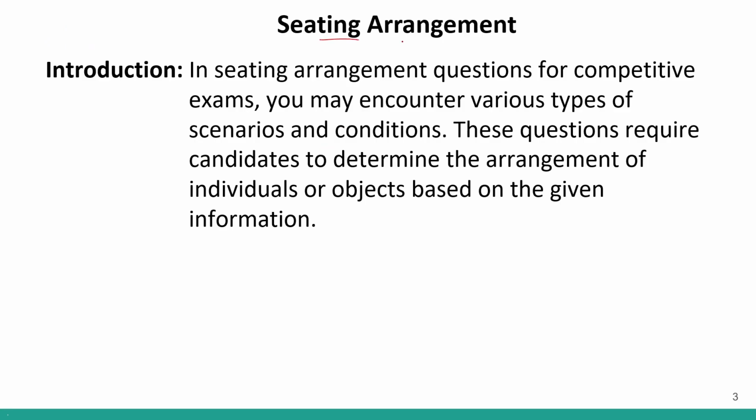As the name suggests, we basically have data about 4 people, 5 people, up till 9, 10, 11 also sometimes, about number of people and how they are sitting in a row, maybe around a table, maybe in a park, and we have to arrange that data. So, these questions require candidates to determine the arrangement of individuals or objects based on the given information. Very simple.